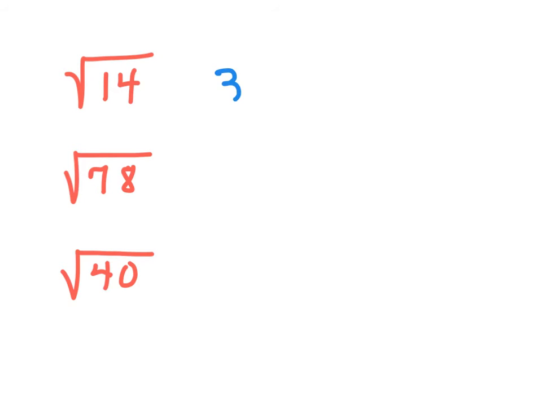Square root of 14 is about 3.7. How'd you do? Square root of 78 is about 8.8. And the square root of 40 is about 6.3. So if you said 3.8 or 3.6 for this one, that's okay. 3.9 is a little too big. 3.5 is a little too small. 14 is closer to 16 than it is to 9, so we should be more than halfway there.